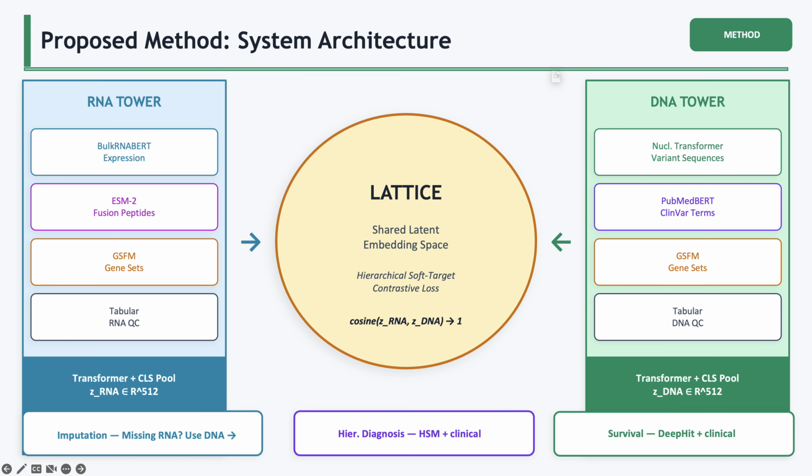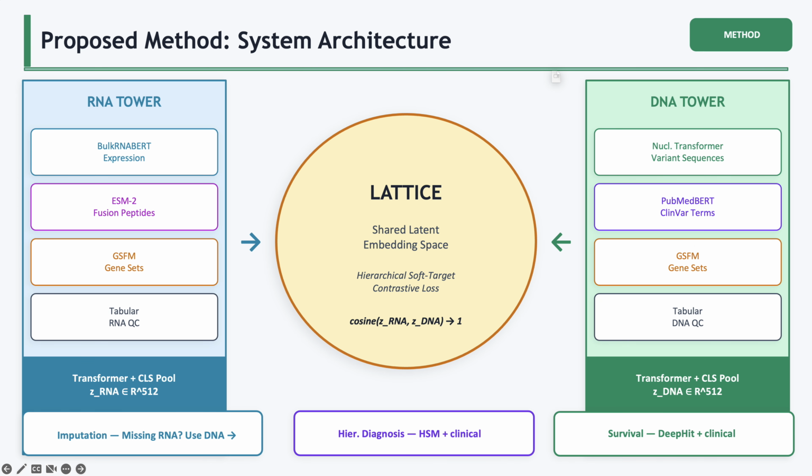On the left, the RNA tower, it takes in four types of inputs: bulk gene expression via Bulk RNA BERT, fusion peptide sequence via ESM2, that's a meta protein language model, gene set embeddings via GSFM, and tabular RNA quality control metadata. All these get projected and tokenized, then processed through a small transformer encoder. The CLS token output becomes the RNA patient embedding.